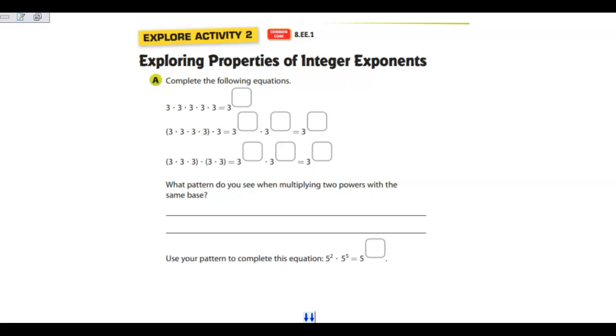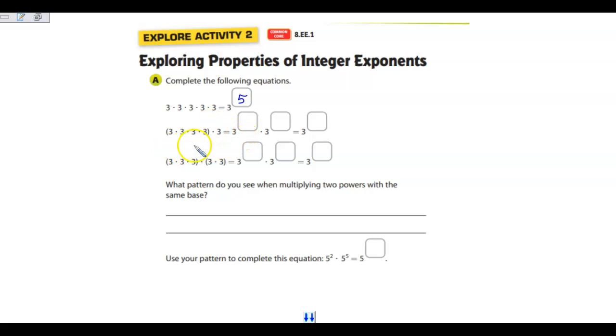So we're going to explore the properties of integer exponents, and the first one we have is 3 times 3 times 3 times 3 times 3. The base is going to be 3 because they're all 3's. So there's my base. There are 1, 2, 3, 4, 5 3's, so my exponent is going to be 5.